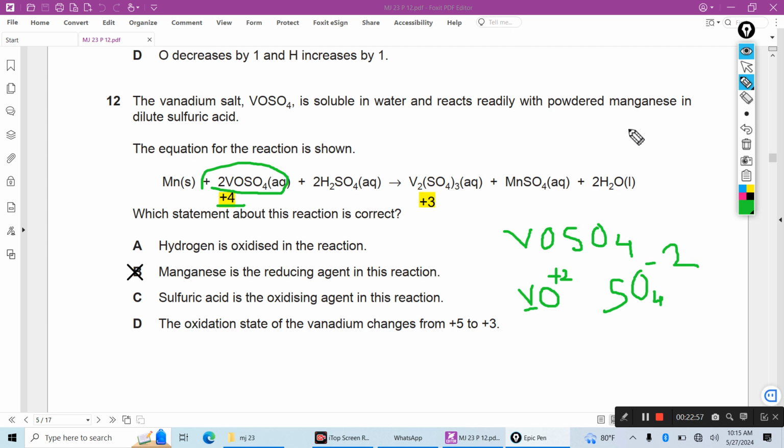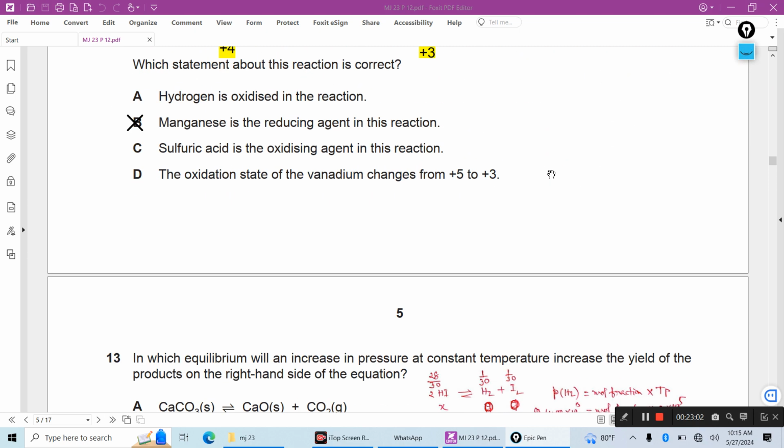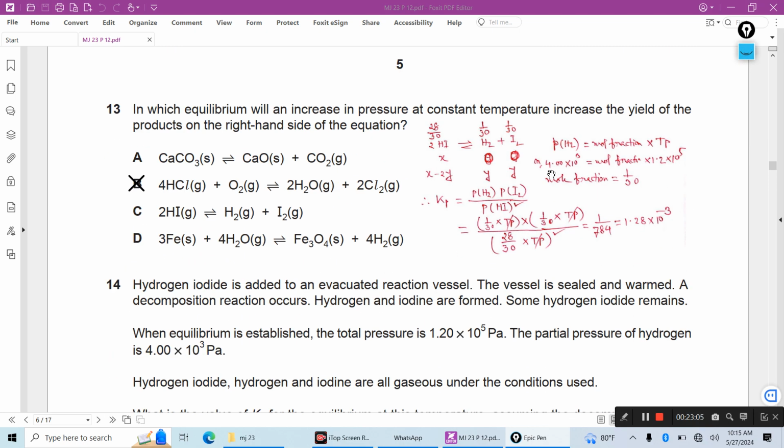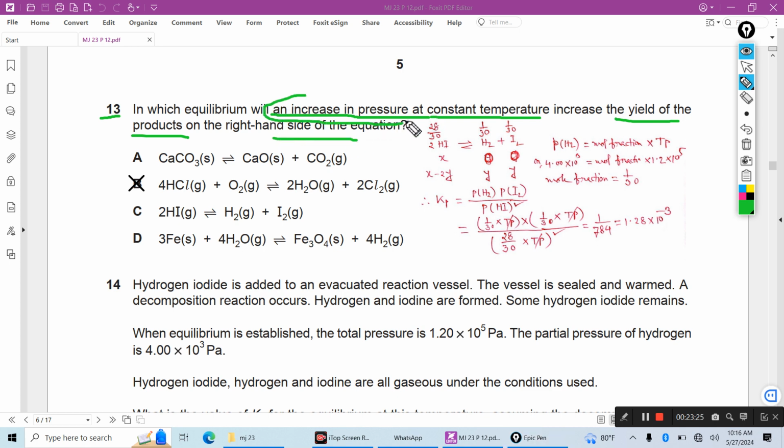Next, number 13. In which equilibrium will an increase in pressure at constant temperature increase the yield of the products? On the right hand side. So, increase in pressure, and you know, if you increase the pressure, the equilibrium will move toward the smaller number of gaseous molecules.